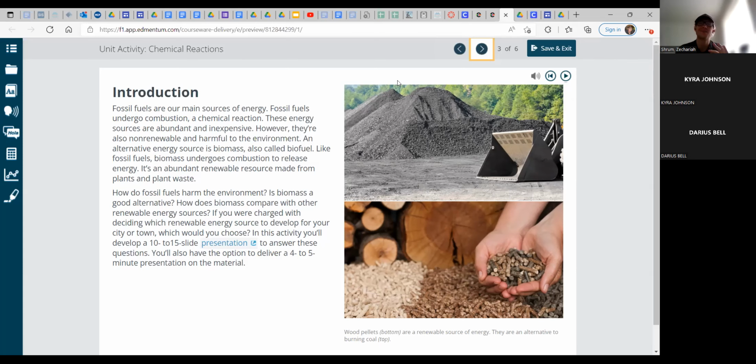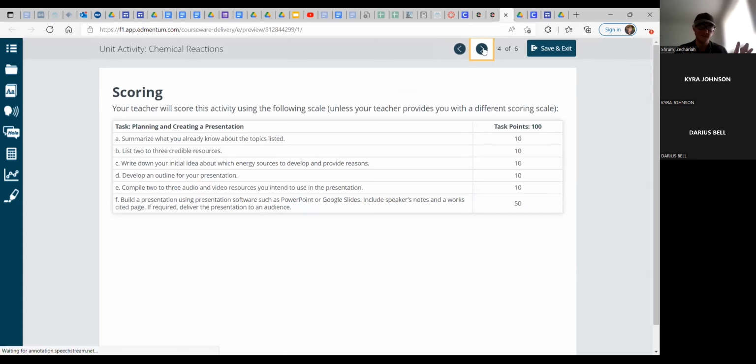It says option to deliver it. We're not going to deliver the presentation. We're just going to research, find some good pictures and visuals, and then try to put all that in a good looking PowerPoint presentation, or Google Slides is what we'll be using today.